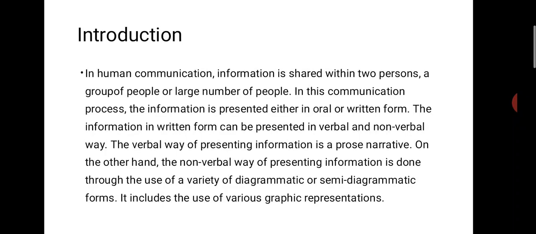First of all, you are going to learn how to transfer the information from one type to another type, that is, from table to paragraph or paragraph to table. Here is an example in your textbook about a table diagram.